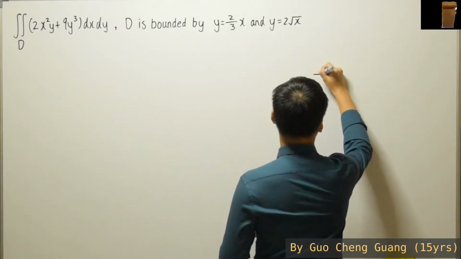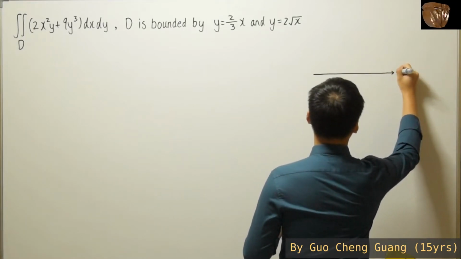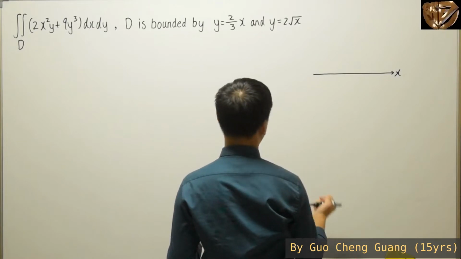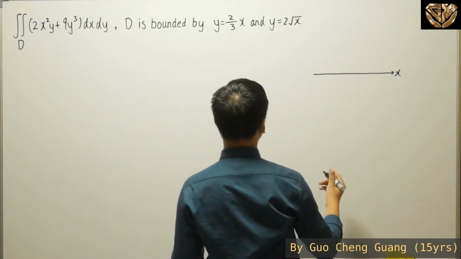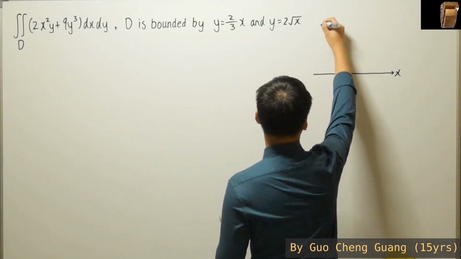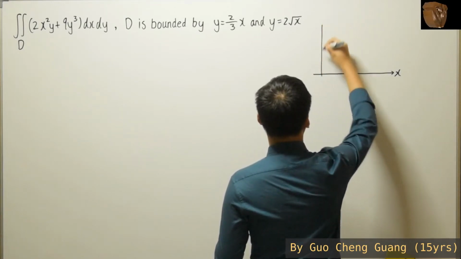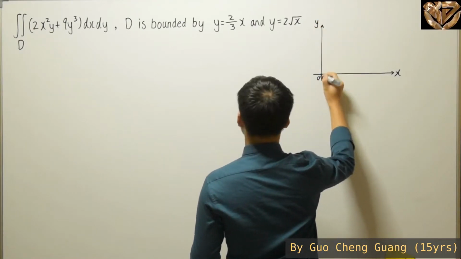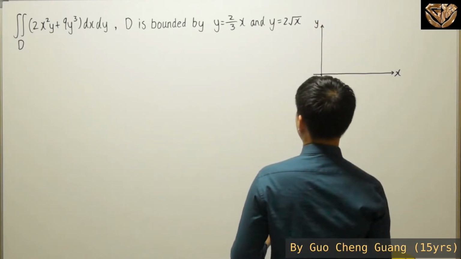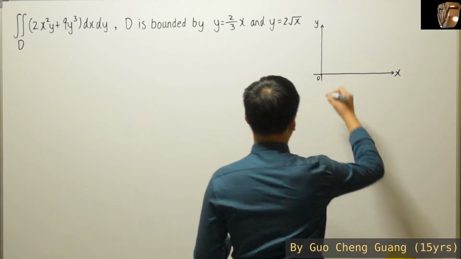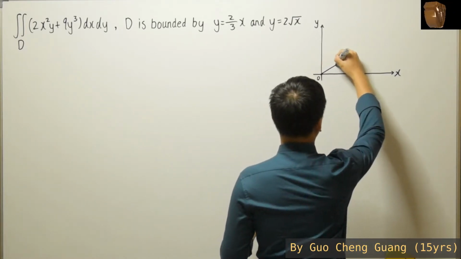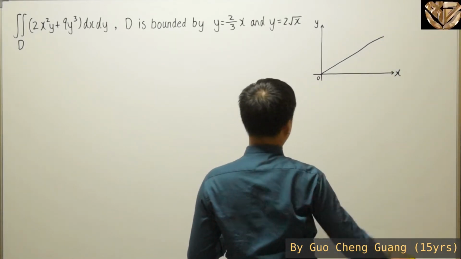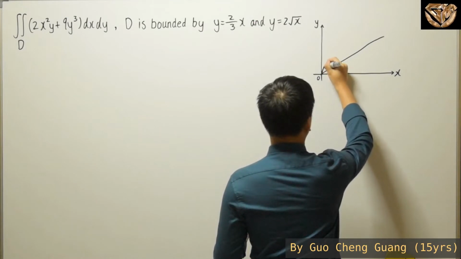So, drawing out your area. Now, if you realize y is equal to 2 square root x, that part is actually only in your first quadrant. So, you have something like this. Now, y is equal to 2 over 3x will just be a straight line. y is equal to 2 square root x would be a curve.